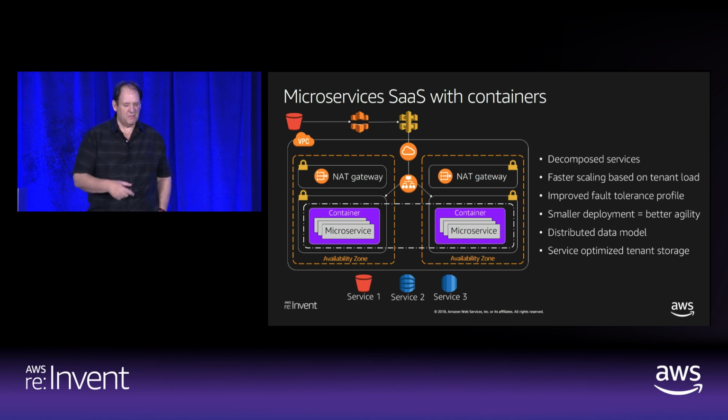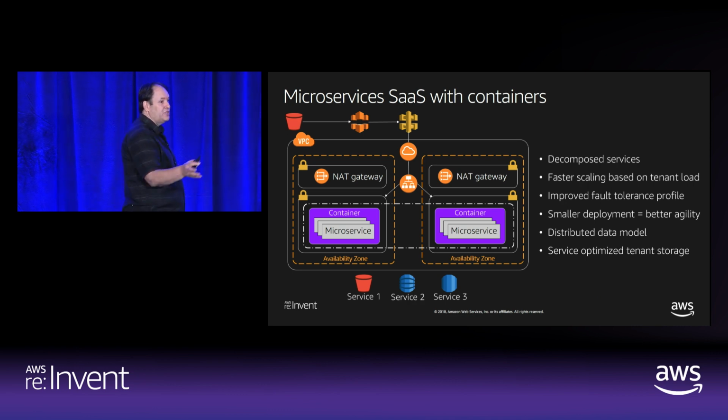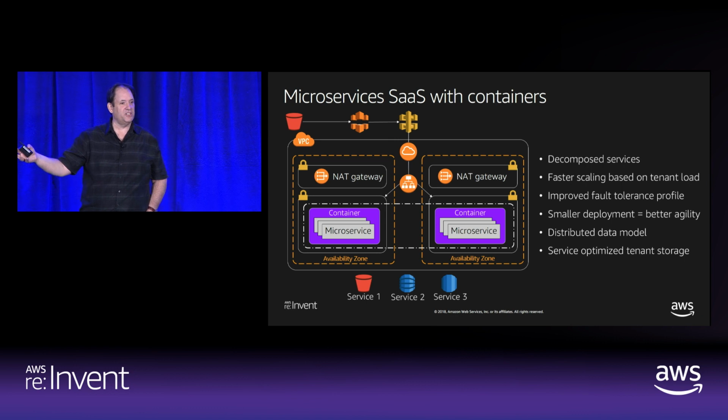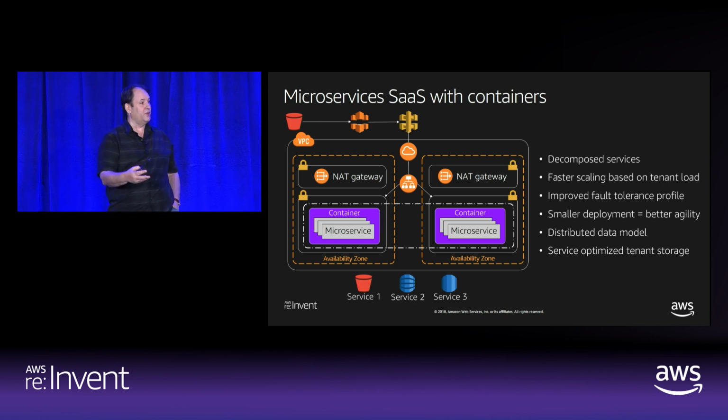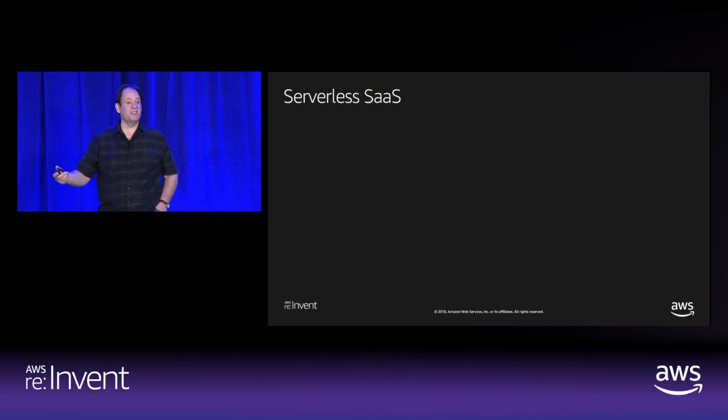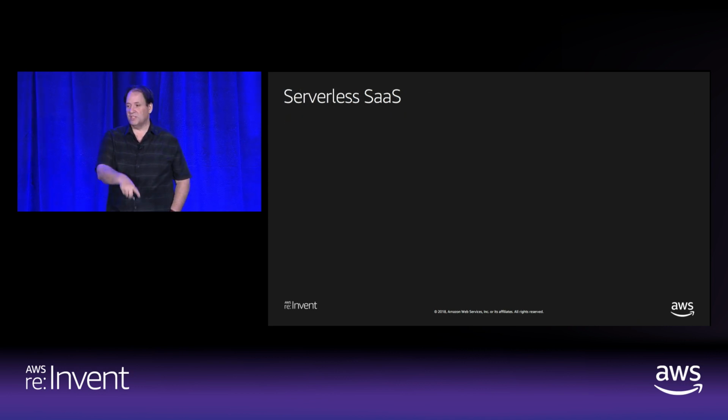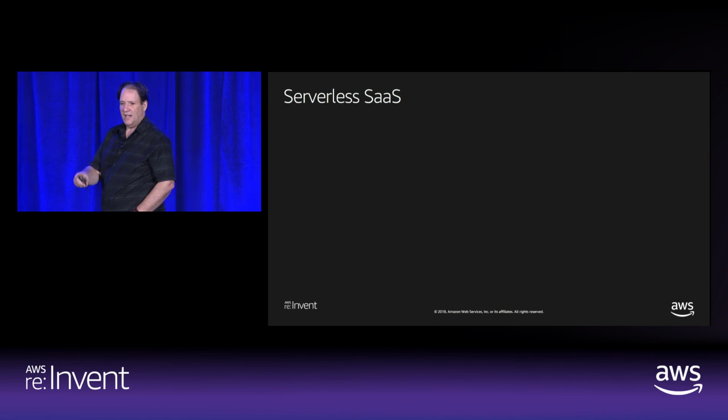Smaller deployments, it has better agility overall. You get a much more distributed data model, so now you can start making those layer by layer decisions about multi-tenancy and how you want to partition data on a service by service basis. So a really good evolution. And then the last flavor of this is serverless SaaS. I have a whole session I'm doing on serverless SaaS.